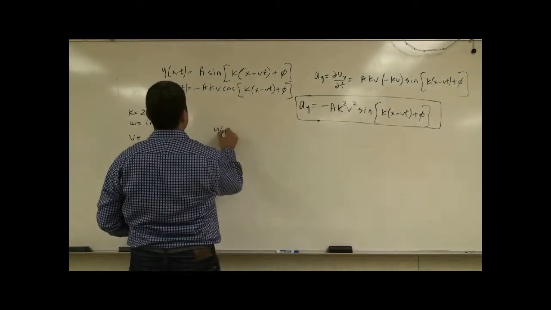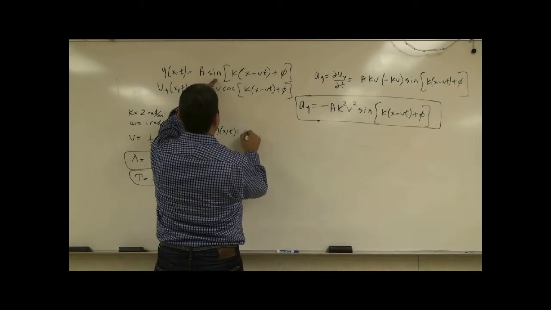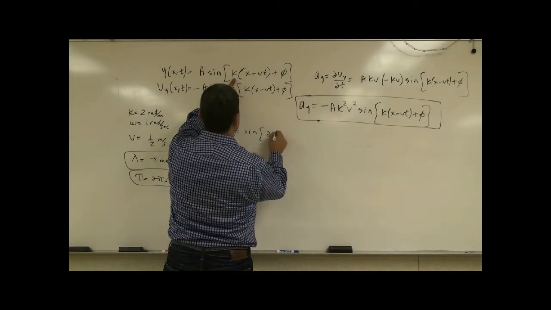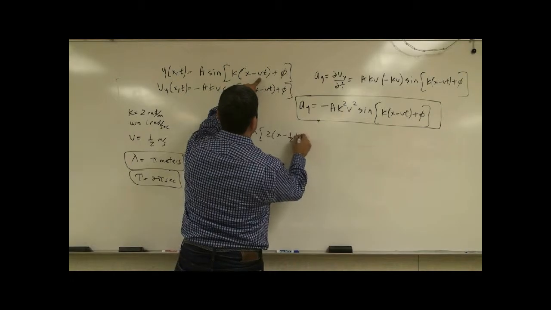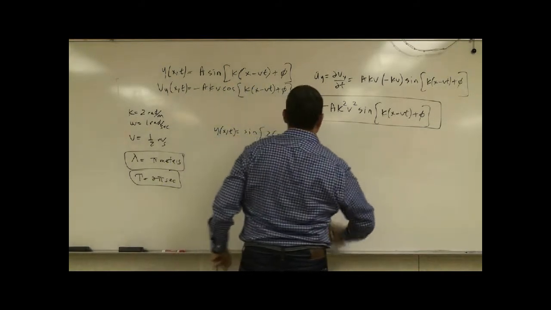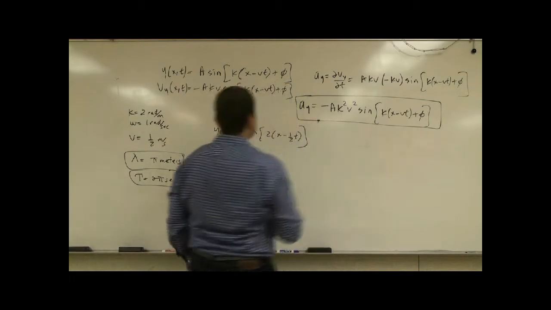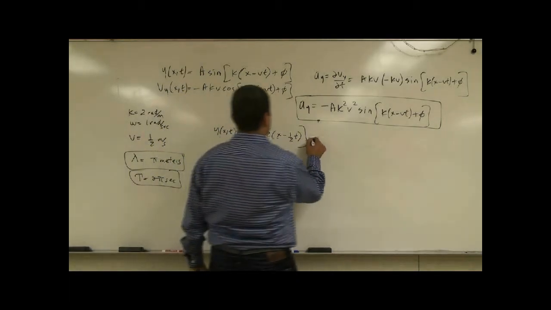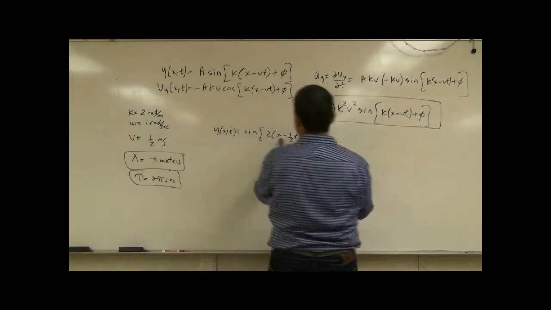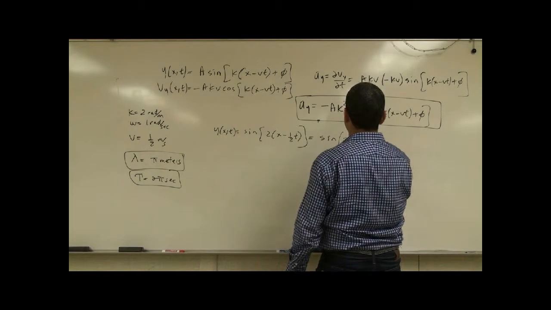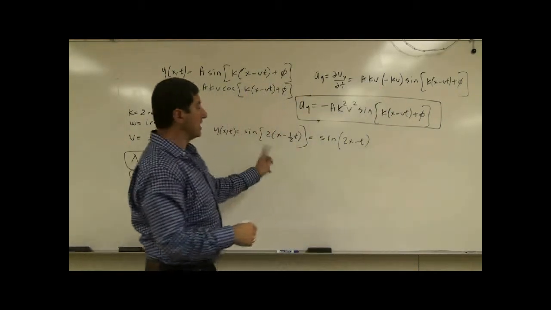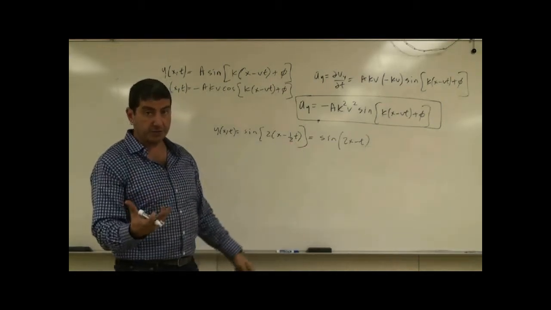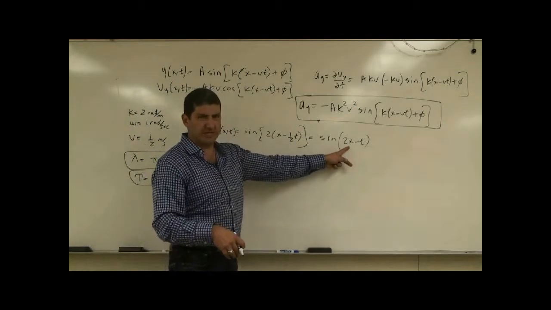So y of x,t: A is 1, sine of k, which was equal to what? 2. And then the velocity was 1/2, plus phi. Well, phi was 0 in our case. This is one way of writing it, but you don't necessarily have to write 2x minus 1/2 t. You could distribute the 2 in and just write it more simply as 2x minus t. Either way is okay. But this way you can quickly see that the velocity of the wave is 0.5 meter per second, whereas this one you can't really see quickly.